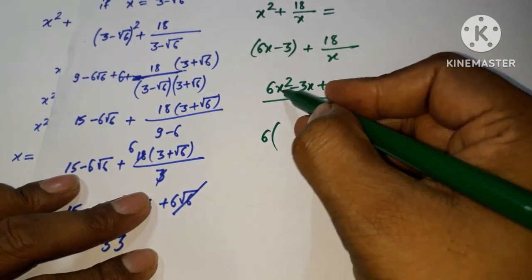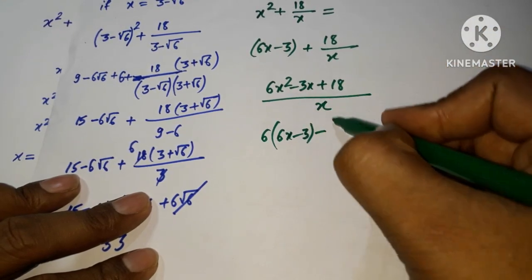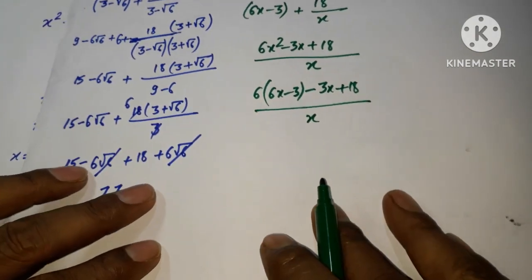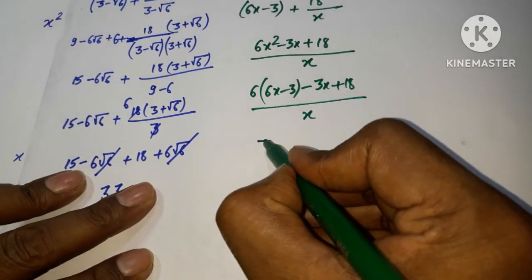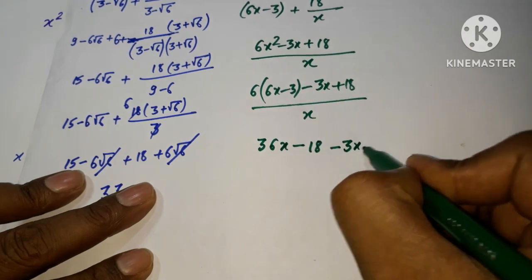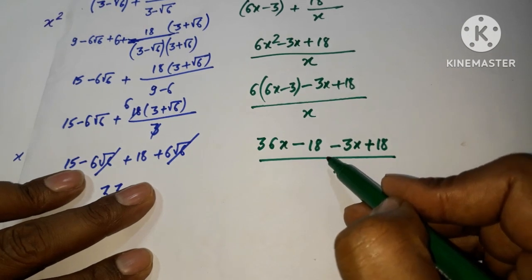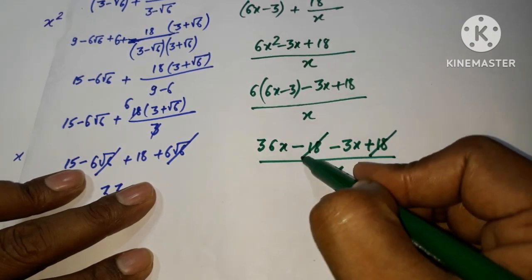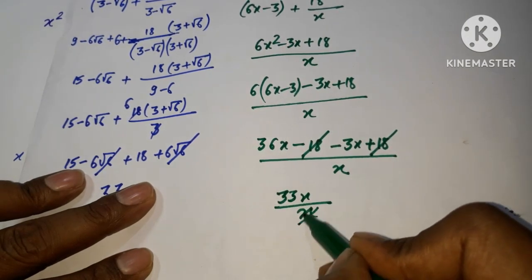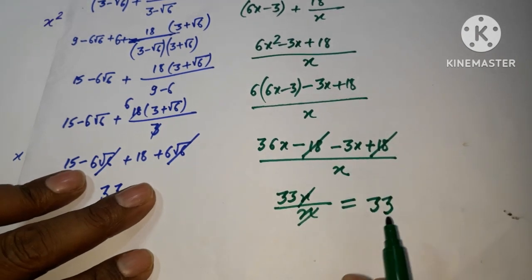So how can I solve this one? Here I have x square, so instead of x square I can write once again 6x minus 3, and this is negative 3x plus 18 and divided by x. So this value is 36x minus 18 minus 3x plus 18 and divided by x. So this one is going to cancel. We have 33x divided by x. So this x going to cancel, and we have 33 is our final answer.